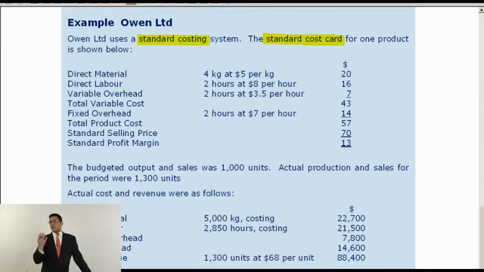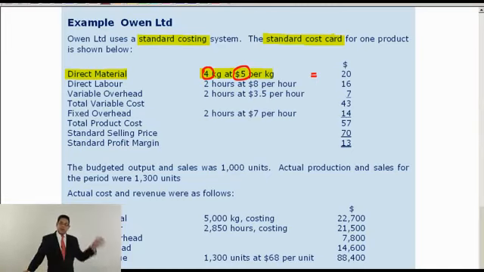This product, whatever this product is, XYZ, has this much of direct materials, and can you see under the direct materials it says 4 kilos at $5 per kilo, meaning one unit of this product will cost us $20, whereby 4 kilos will be used in one unit and the purchasing department is supposed to pay $5 per kilo. If the purchasing department pays more than $5 per kilo, we will blame them, adverse variance. But if the purchasing department pays less than $5 per kilo, we will consider it as a saving.